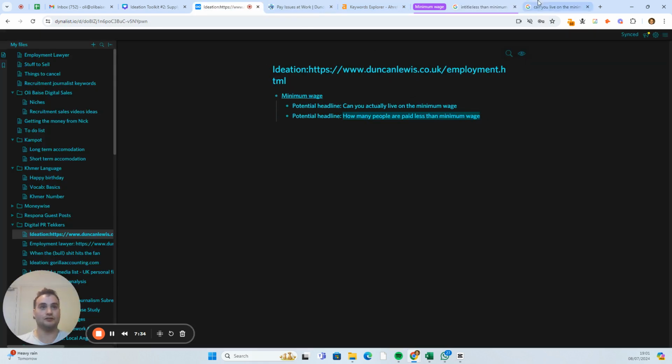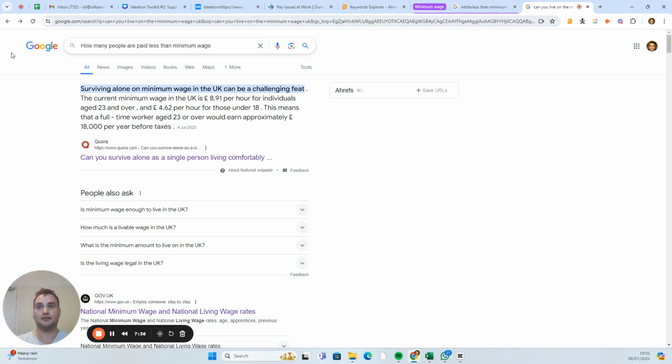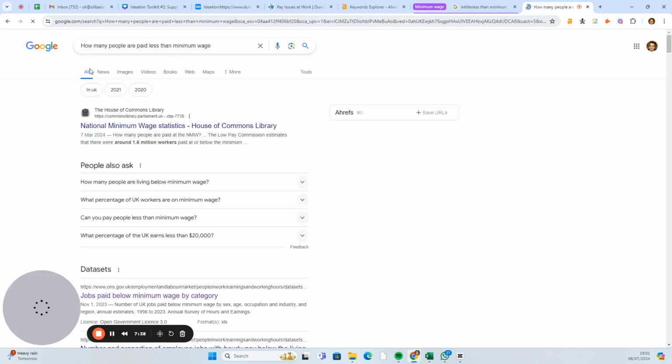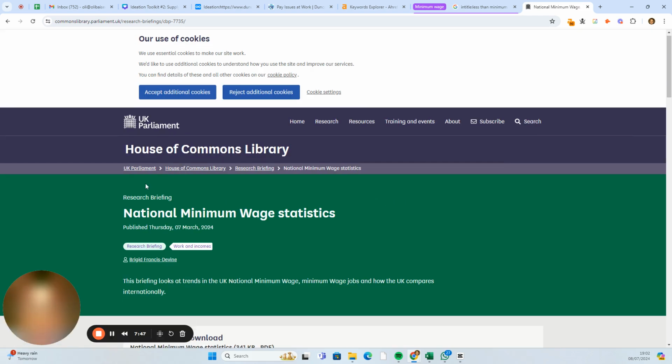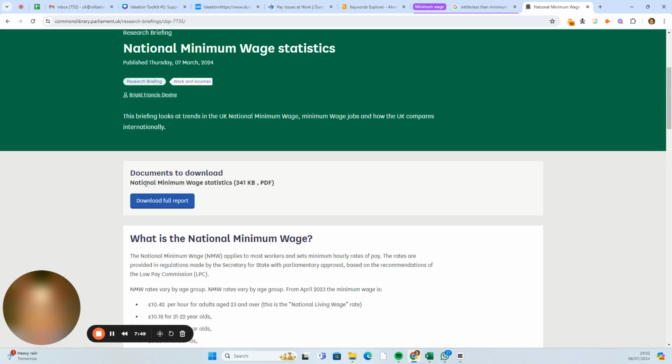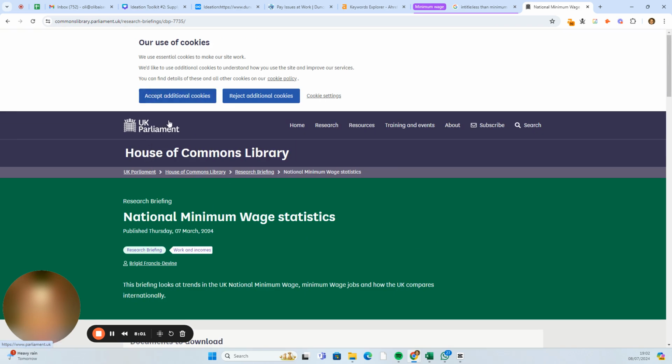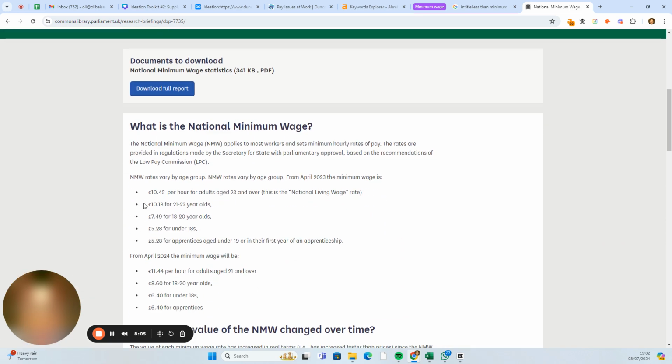But then we Google how many people are paid less than minimum wage, national minimum wage statistics. Click through. Now this is like an authoritative source. I think if a private company comes to a journalist and gives them some data on this, and then they can just Google and see that there's this parliamentary data, they're going to trust the parliamentary data. They're not going to trust us.